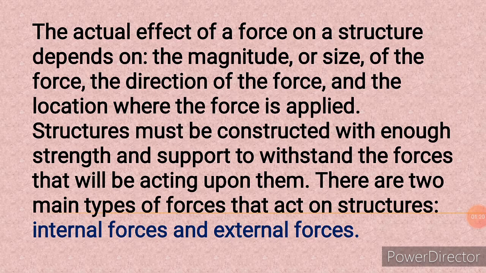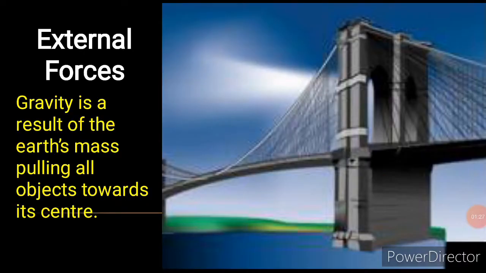What are the forces acting upon them? Every structure has two types of forces acting upon them. There are internal forces and external forces. When we talk of external forces, we are looking at forces acting outside or against the building. Some of these forces are natural, some are created. For example, we look at the natural forces as a result of wind, hailstone, tsunami, earthquake, and all that.